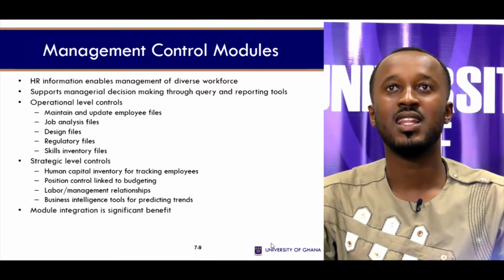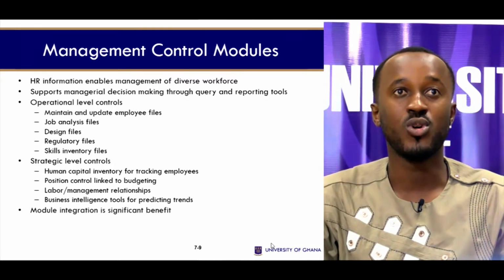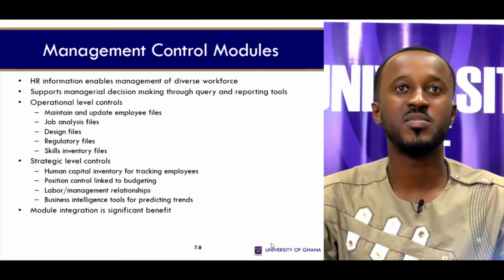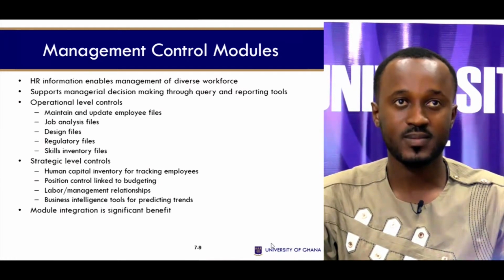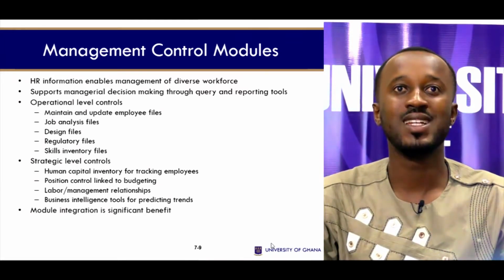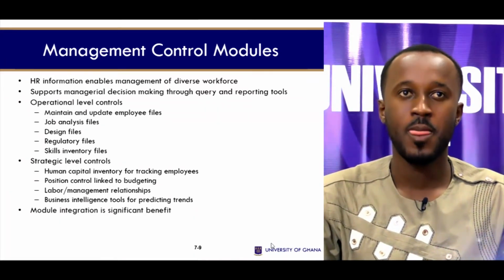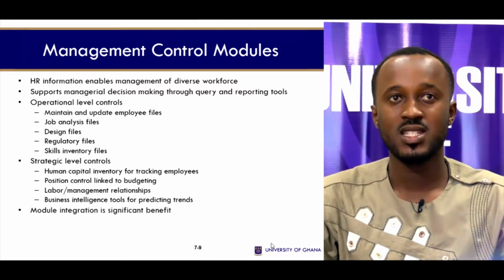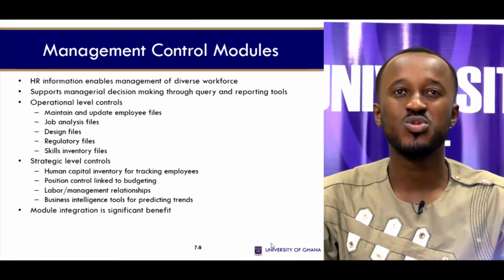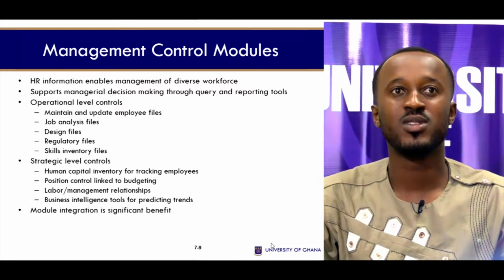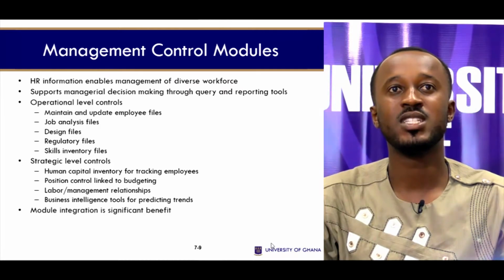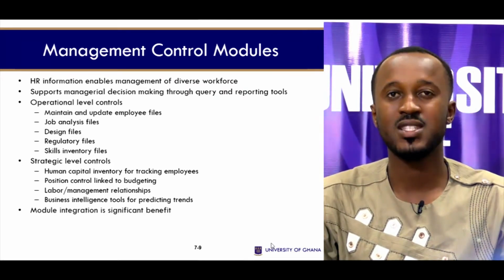Then there are the strategic level controls. It looks at the human capital inventory for tracking employees, the position control linked to budgeting, labor and management relationships, and the business intelligence tools for predicting trends. Then lastly, the management control model has a model for integration, which is significant for benefits.